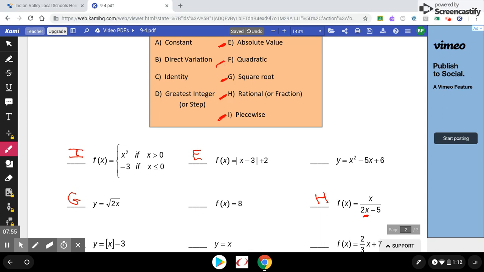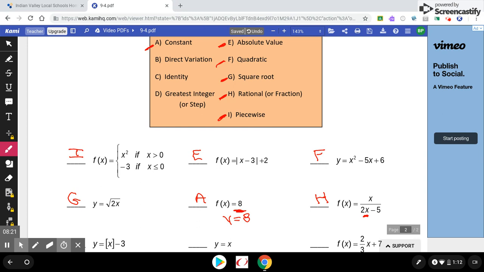How about quadratic? I hope you guys remember quadratic equations had a squared in them. And here's the guy that has a squared in it right there. So that's F. So constant means it's got to be the same number over and over again. So if you remember, f of x means the same thing as y. So if I were to rewrite that one as y equals 8, it's saying y is 8 all the time. So he is constantly 8.